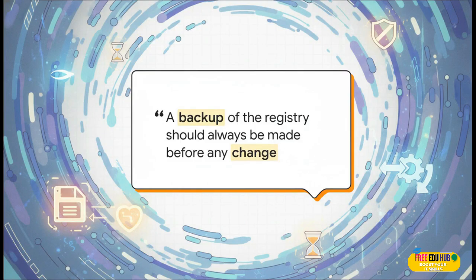And that brings us to the ultimate golden rule of the registry. Listen closely to this one. A backup of the registry should always be made before any change in case the change needs to be undone. Seriously, never touch the registry without backing it up first. You always need a safety net, because if a tweak goes sideways, you'll desperately need that backup to restore the system's central nervous system back to working order.